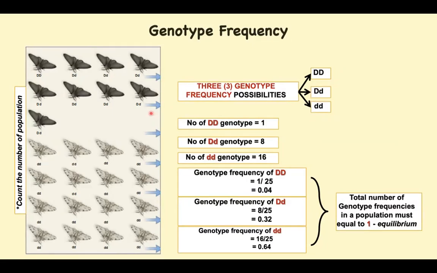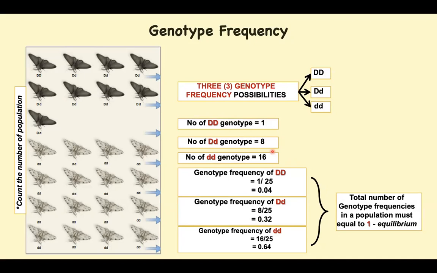So, from the moth tadi, population here, the number of D besar genotype equals to 1. Here, the first one sahaja, D besar. So, number of heterozygous genotype, we have 8. Here, 1, 2, 3, 4, 5, 6, 7, and 8. Okay. Number of D kecil, homozygous recessive. How many moth do we have? So you count all the light-bodied moth. You have 16. Okay. So total tadi all the moth ada 25.